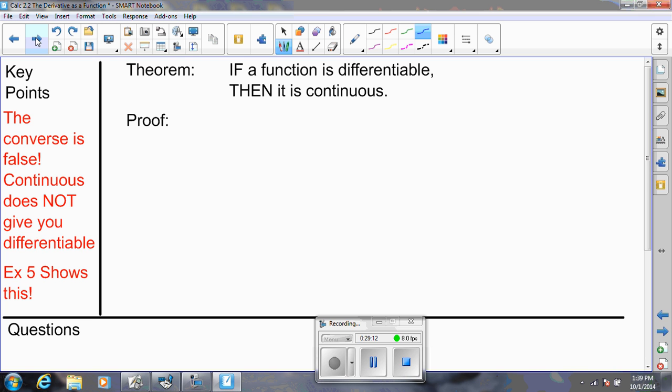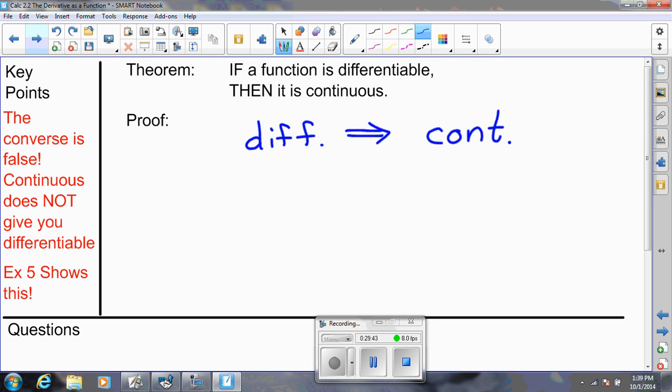This is a very important theorem. We're actually not going to take the time to prove it, though. But the idea behind it is, let's suppose we have a function that is differentiable. If a function is differentiable, that means it is possible to take the derivative. If it's possible to take the derivative, that will guarantee us this is also a continuous function.